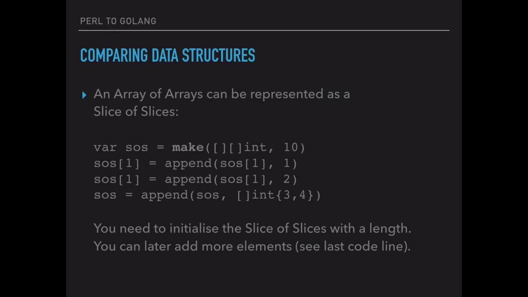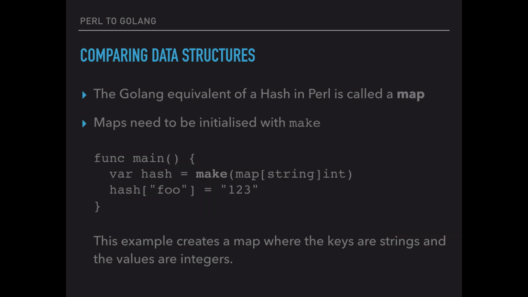Let's see how we can go from a simple array to a multidimensional one. In this example, we create a 2-dimensional array of integers. We need to use the make command to initialize it before use. If we do not do that, we would run into a null pointer exception. The same is true for hashes, which we'll see in the next slide.